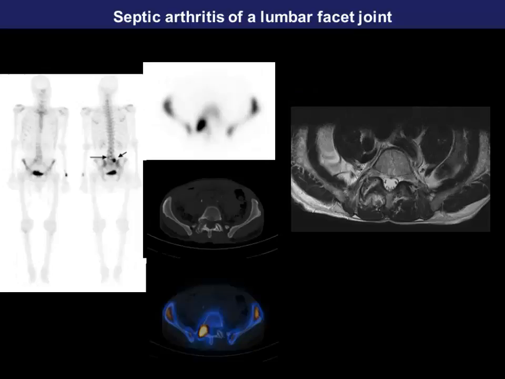Now, the next patient, septic arthritis of a lumbar facet joint. This would have been a classical one: severe back pain, and the patient had fever and other raised blood parameters. He showed a classical increased uptake on the bone scan, and on the SPECT-CT you can see there is destruction of the joint, and also there is increased intensity on the MRI, which fitted with the diagnosis of septic arthritis of the lumbar facet joint in this patient.